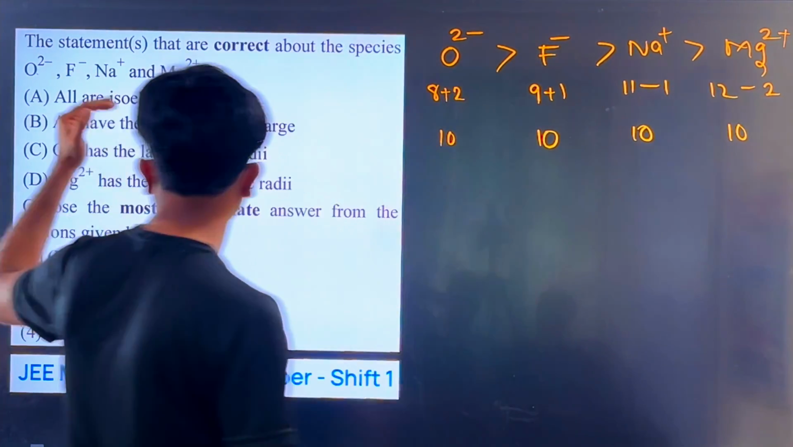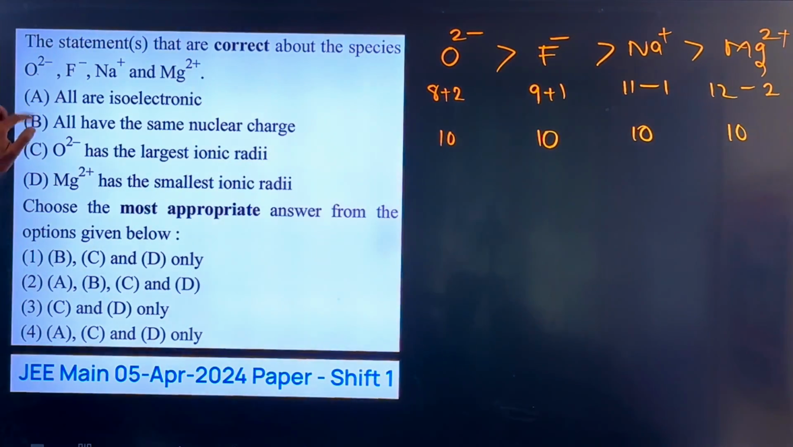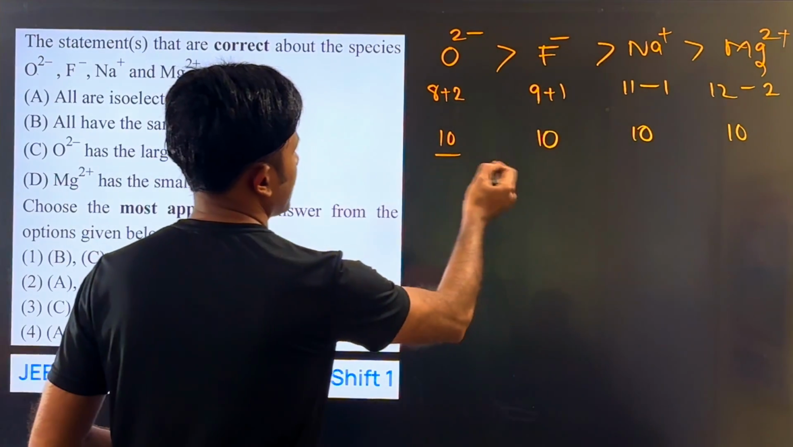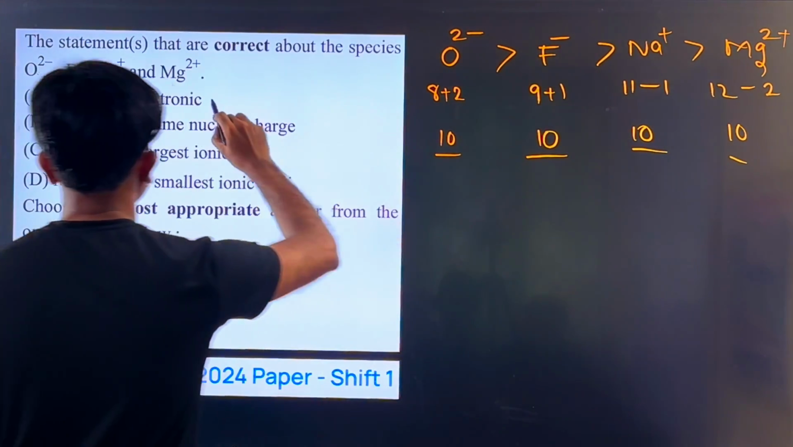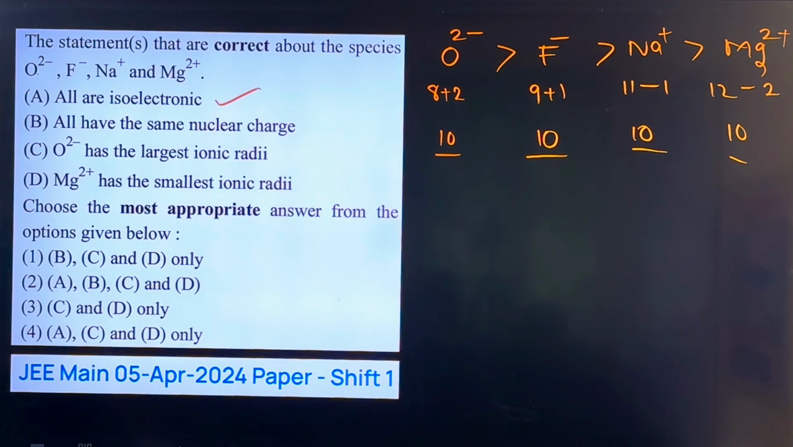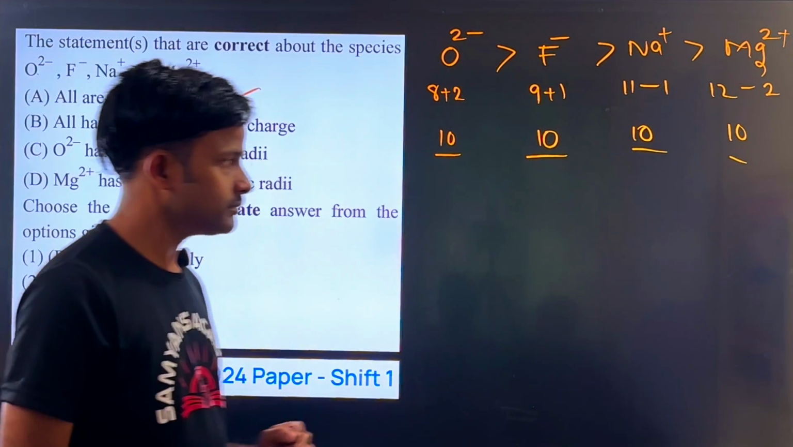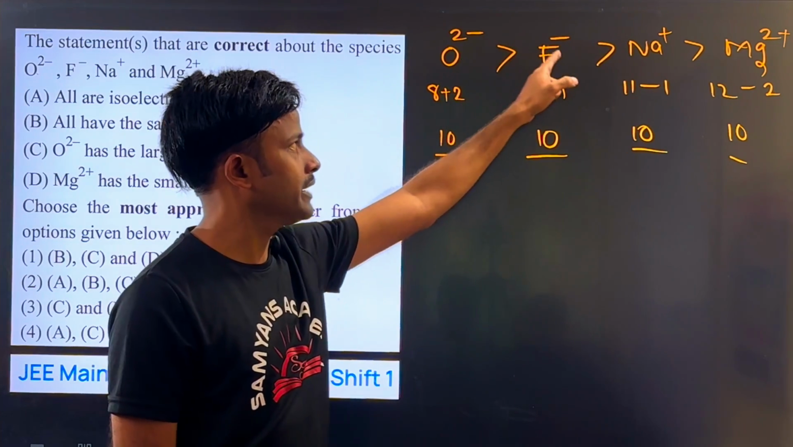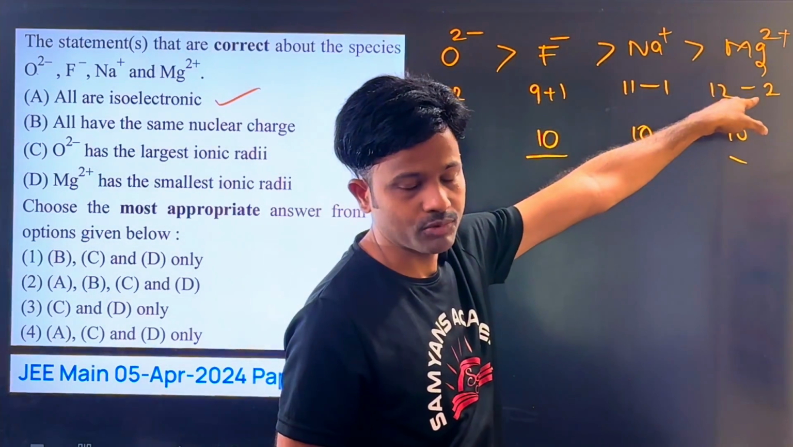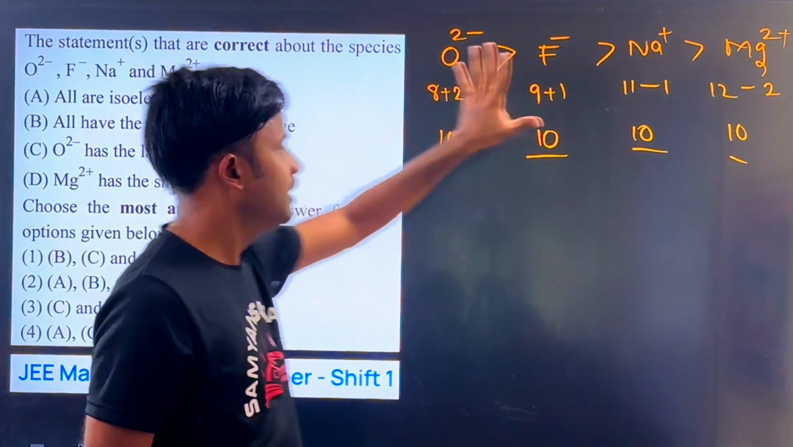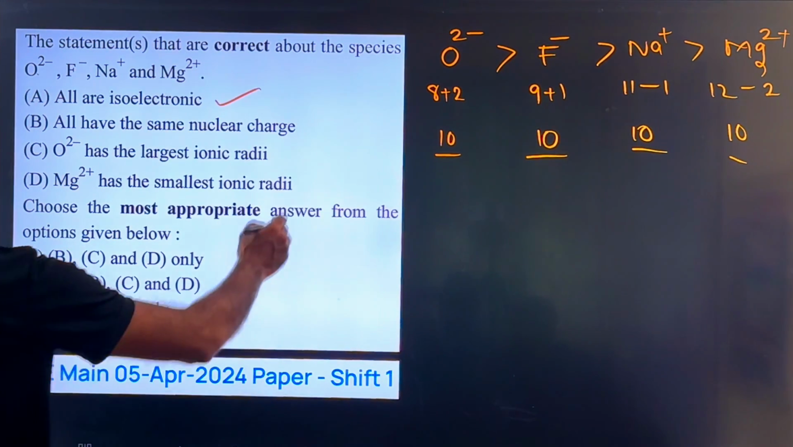Now you read all the statements. Is statement A correct or not? All are isoelectronic. Yes, all have 10 electrons, and this is the right statement. All have the same nuclear charge. No. The nuclear charge here, O2-, F-, Na+, Mg2+, the charges are different, and this is not a correct statement.